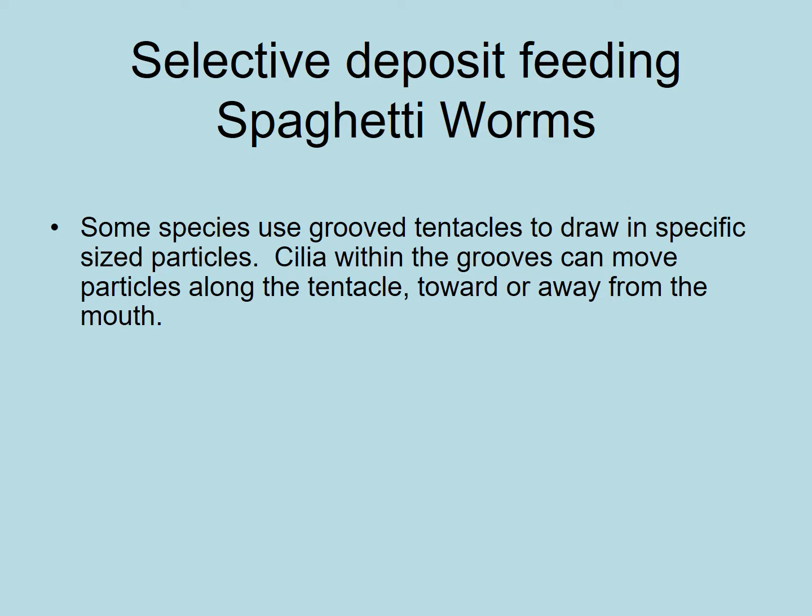Some of them are more selective. So with spaghetti worms, for example, they have little tentacles that go out, and then they use cilia to move particles towards the mouth along the tentacles. So these ones will select the little organic snow that has settled down on the surface and eat the stuff that is nutritious.